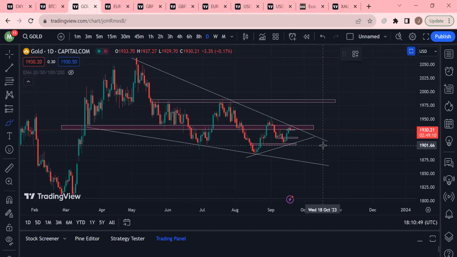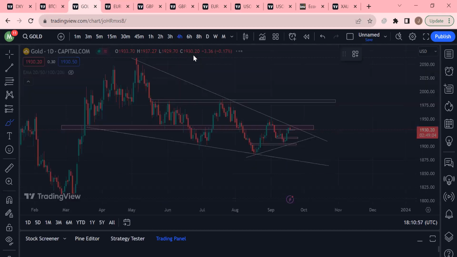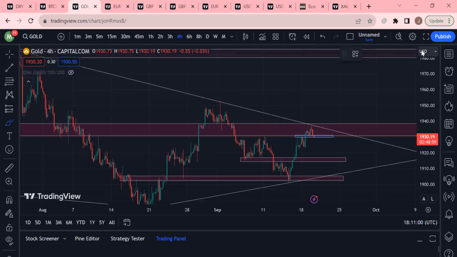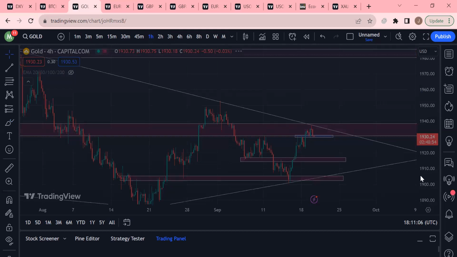Remember, we're going back to the 1938 area. If you watched my video yesterday, I was telling you not to become liquidity. Don't let this market turn you into liquidity because of the structure you are seeing there. The structure itself is meant to deceive you. This is a double top from yesterday.